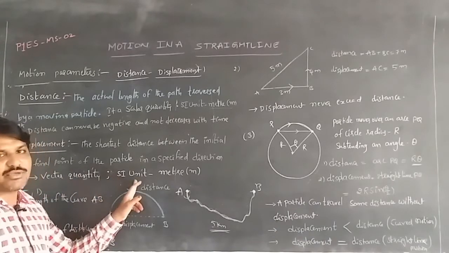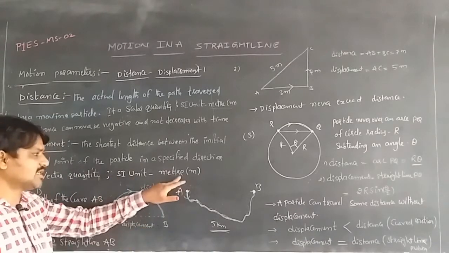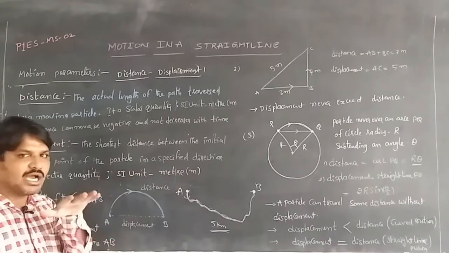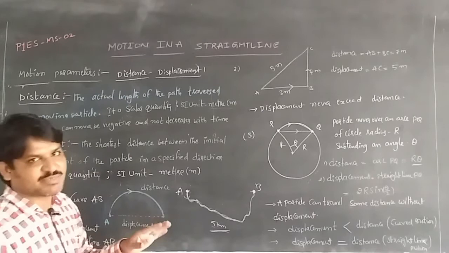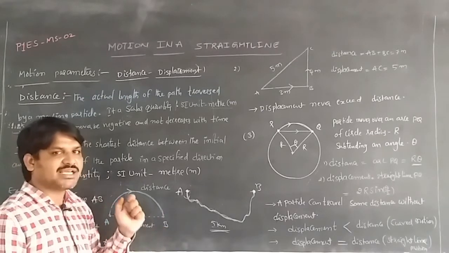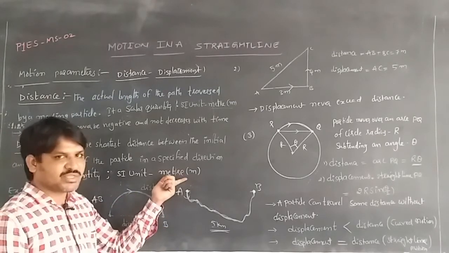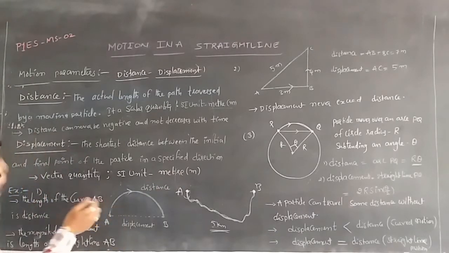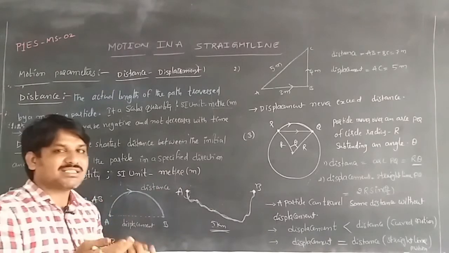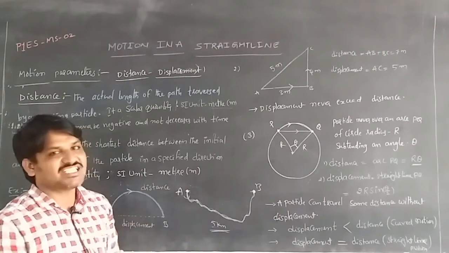The SI unit of displacement is the meter. It is also measured in kilometers and centimeters. The CGS unit for displacement is the centimeter, and the SI unit is the meter. And here we are going to see some examples to clarify the difference between the distance and the displacement.